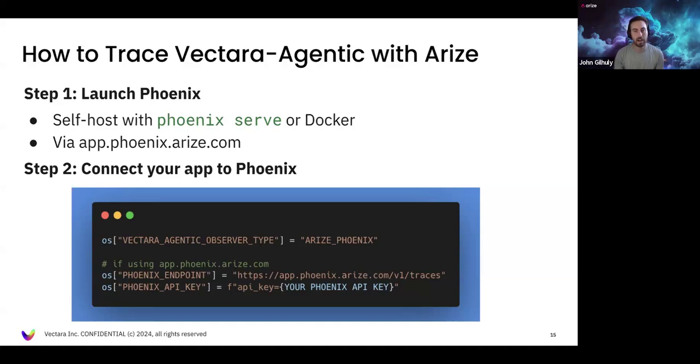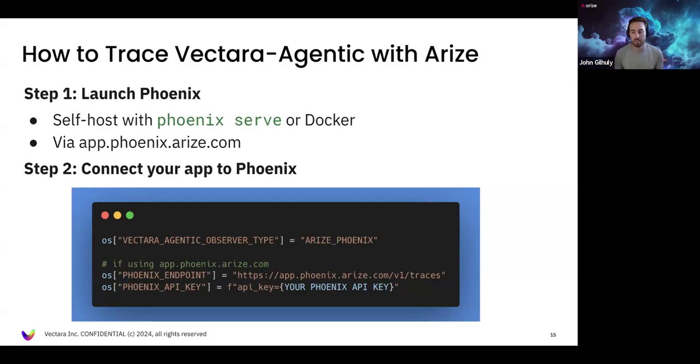And then depending on how you're hosting Phoenix, there's a couple other environment variables you might add. One that specifies the endpoint that we're sending traces to. So if you're self-hosting on a specific endpoint, you would add that there. If you're accessing our cloud instance, then you would have the one we have here. And then if you're accessing the cloud one, there's an API key that gets involved as well too. So these are all environment variables that are used within the rest of the scope of Phoenix outside of Vectara-agentic as well too. So those should look familiar to anyone who's played with Phoenix.